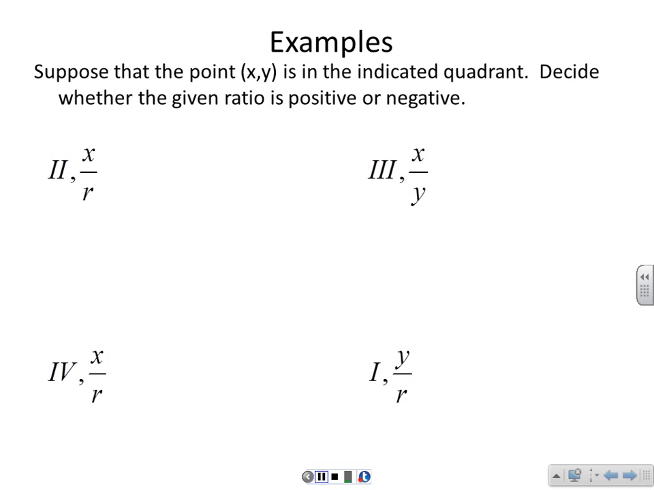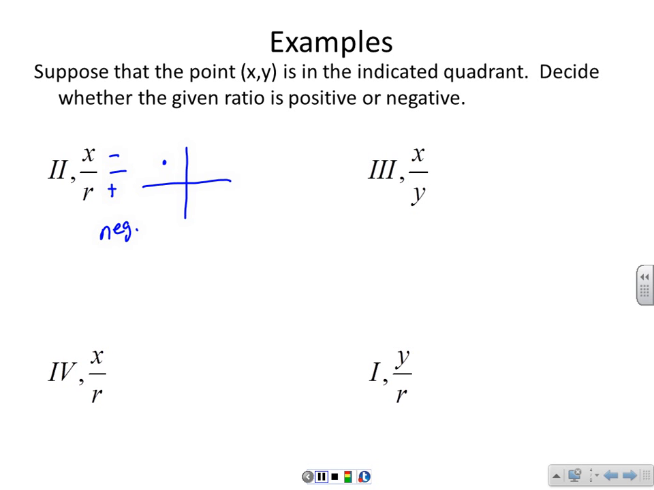Okay, suppose that the point xy is in an indicated quadrant. Decide whether the given ratio is positive or negative. Well, what we have to do is picture in our mind where this ordered pair is and what the x, the y, and the r would be. R is always going to be positive because it's a distance. So if we have an ordered pair anywhere in quadrant 2, your x is going to be negative, your r is going to be positive, and so the negative divided by a positive is going to be a negative.